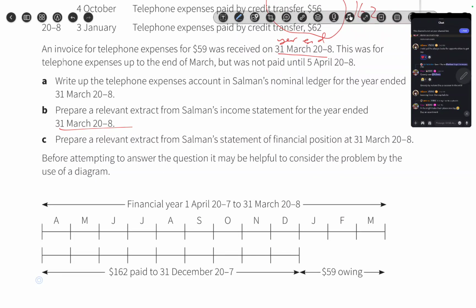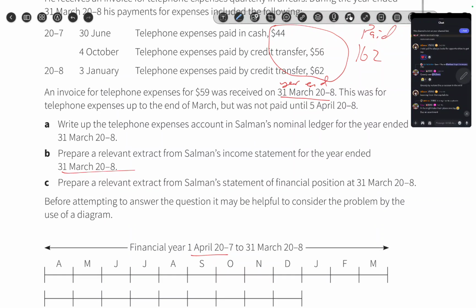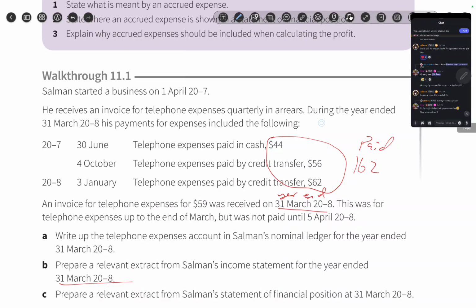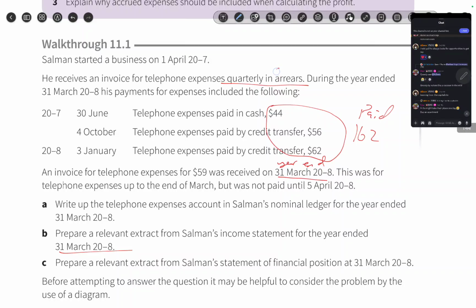And you can see on the timeline here, the year starts at 1 April 2007. So this is 1 April 2007. And then we paid all the way till here. Though this doesn't make sense. They should have stated it more clearly. Oh, okay, my bad. It's written here: invoice for telephone expenses quarterly in arrears, meaning arrears mean owing, accrued, same thing.